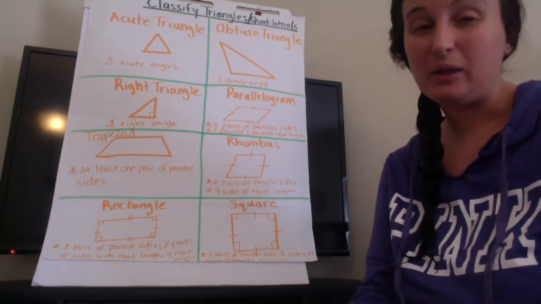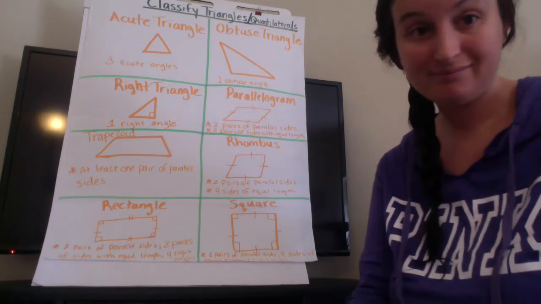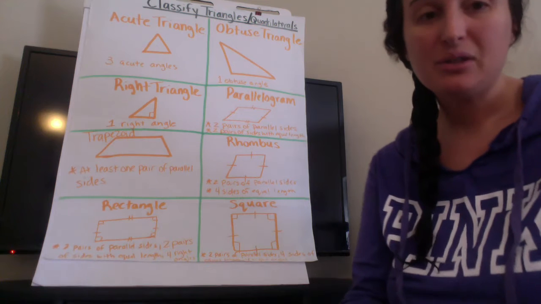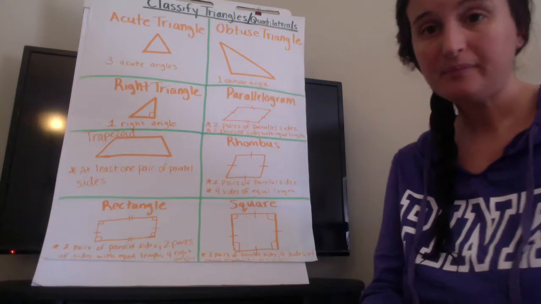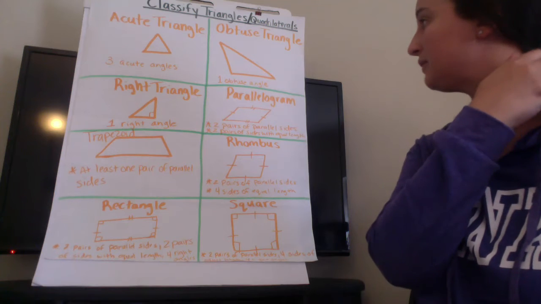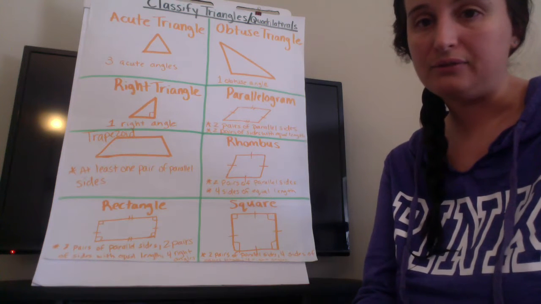So if you think about like a quad that you ride on, right? How many wheels does it have? It has four, right? So similar here, quadrilateral means four-sided figure. So we're going to be learning some different types of four-sided figures. So let's take a look at the first one.